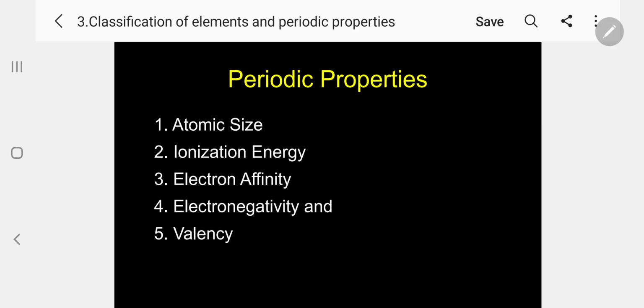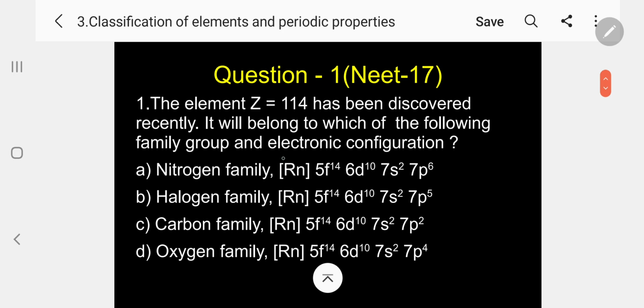Now I want to give the clue here, students. Keep this in your mind, memorize it. Atomic size increases across the group, decreases across the period. All other periodic properties kindly follow. Ionization energy, electron affinity, electronegativity, these three important ones, are just the reverse of atomic size. That means across the group decreases, across the period increases. Keep this in mind. This is the information I want to give as tricks to solve problems easily.